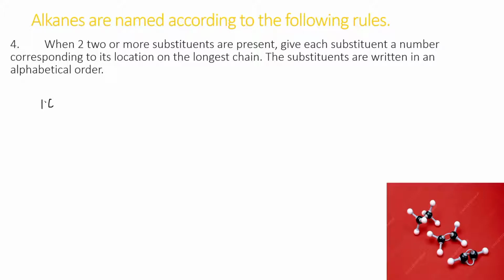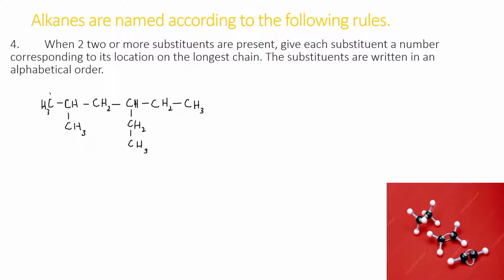Like for example, if I draw a chain CH3, CH, CH2, CH2, CH3, and I make this substituent the methyl group and an ethyl group attached with this carbon, CH2, CH3. Now I'll start numbering. Let's count.